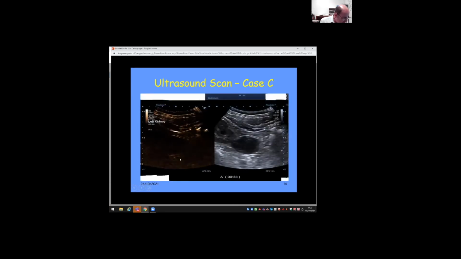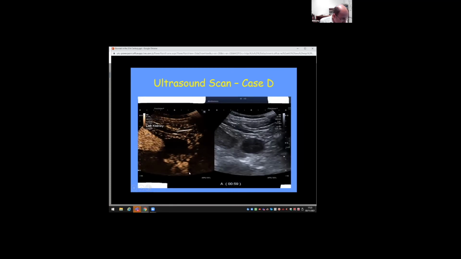Now this is another case that was designated as a 2F, but there's absolutely no uptake in it at all. This is not a 2F. This is yet another case that was designated 2F. There are just a few strands in it, but no uptake, so it's not a 2F.